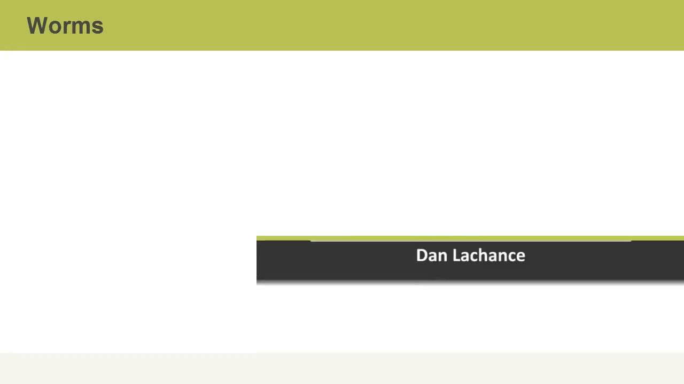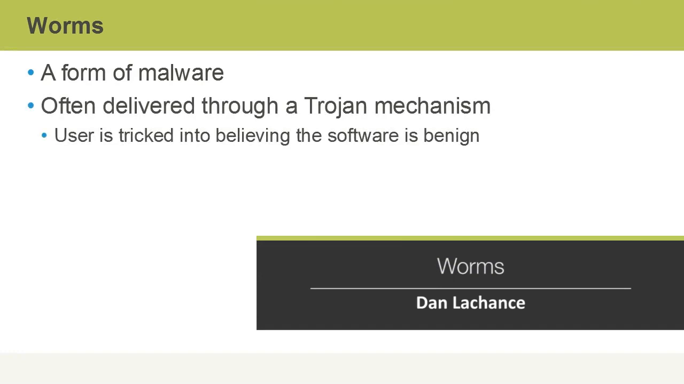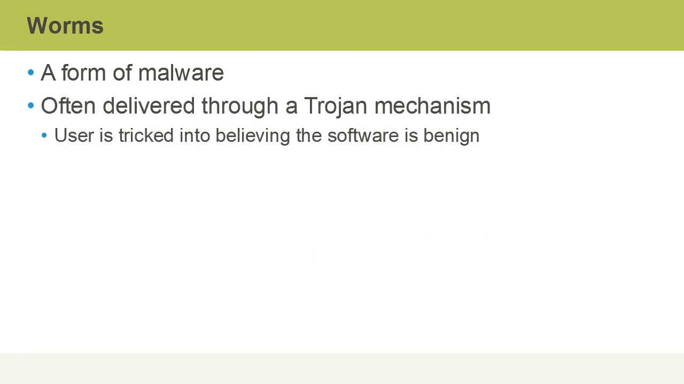In this video, we'll discuss worms. Worms are a form of malware that is often delivered through a Trojan mechanism. Now, a Trojan means that the user has something that appears to be benign, such as usable software that they might download and install, when in fact, that is simply used as a tricking mechanism to deliver the malware to the user's PC or smartphone.